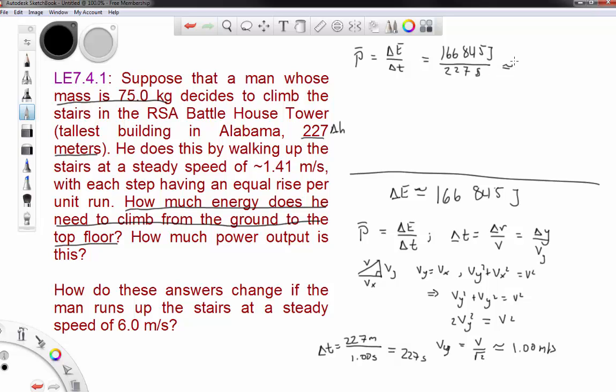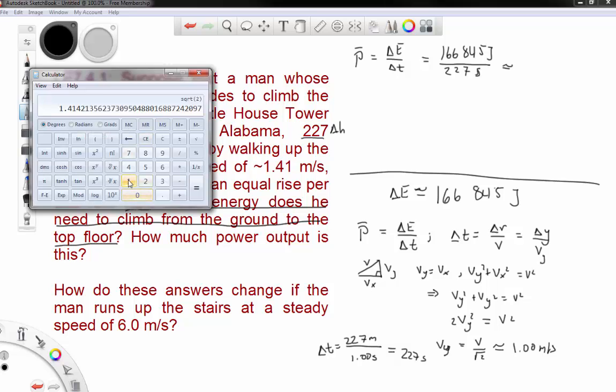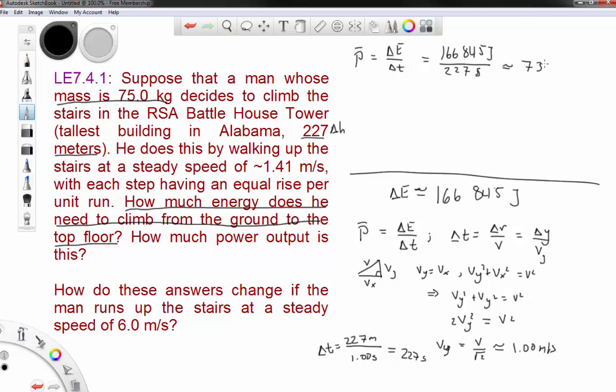So throw that into our calculator, and what do we end up with? Let's see, 166,845 divided by 227 gives us 735 watts. So this guy's pretty impressive because this is almost 1 horsepower.